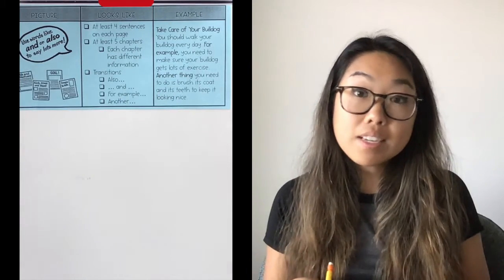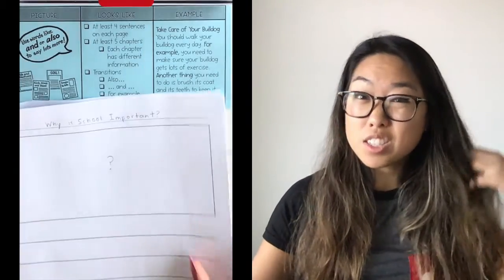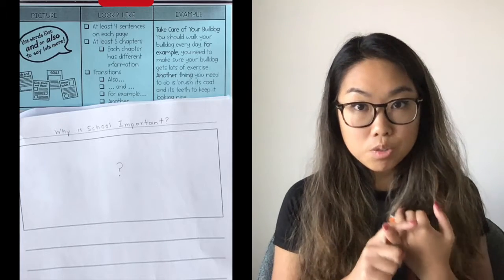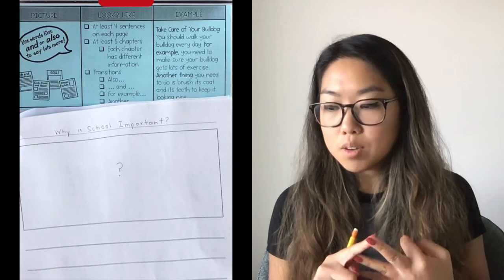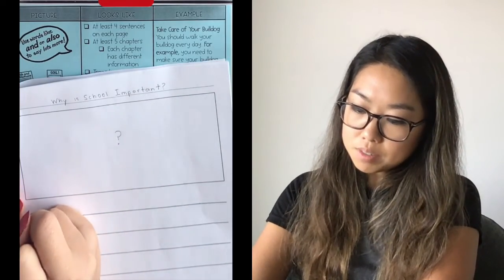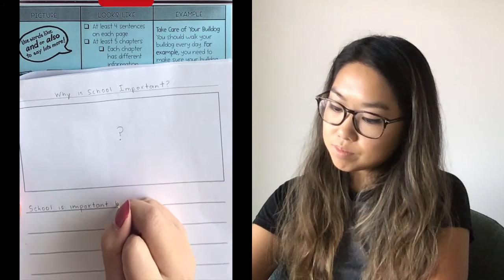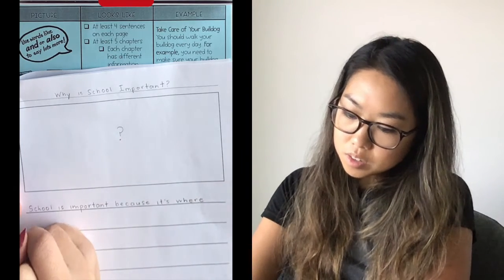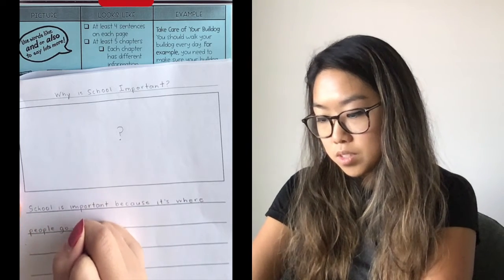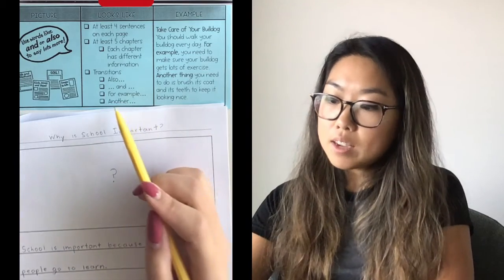We're going to look at my second chapter, which is called Why is School Important? I need to think, what do I need to teach in this chapter? I want to teach about why people go to school and why school is important, and I need to make sure I'm giving information and adding on. So something I could say is, school is important because it's where people go to learn. Now I can think, what could I say that would add on to my thinking? I think I'm going to try out for example.